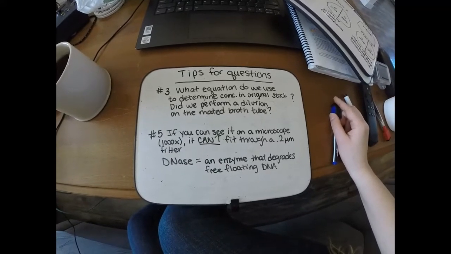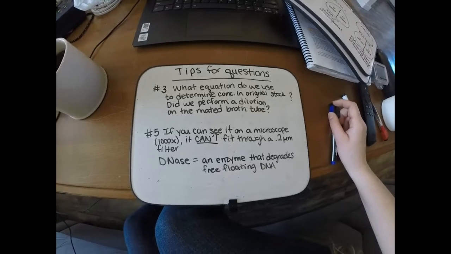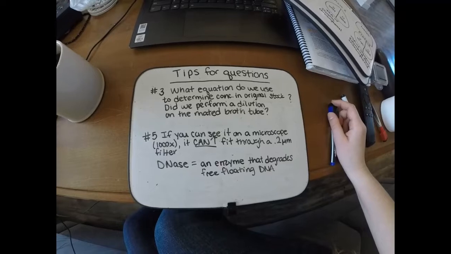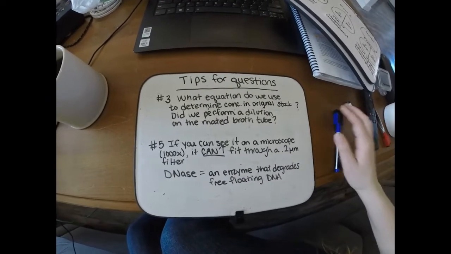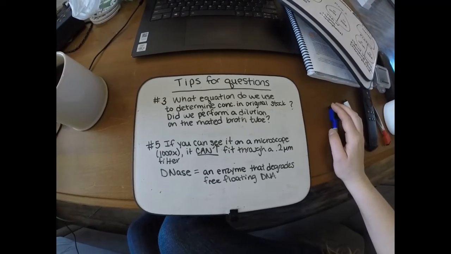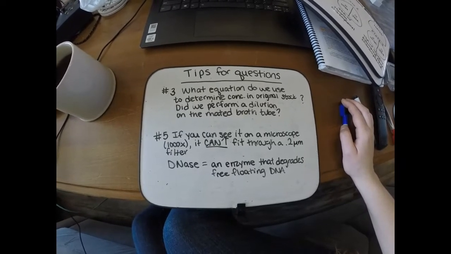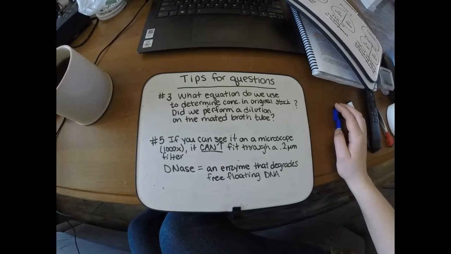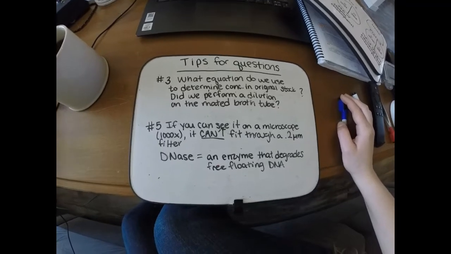And when you're thinking about this question in particular, think about what equation we use to determine concentration in the original stock. It's the only equation, hint, hint, that you've learned this whole time. And also try and think about, did we perform a dilution on our mated broth tube once we had it made? So that should help you with that question, hopefully.